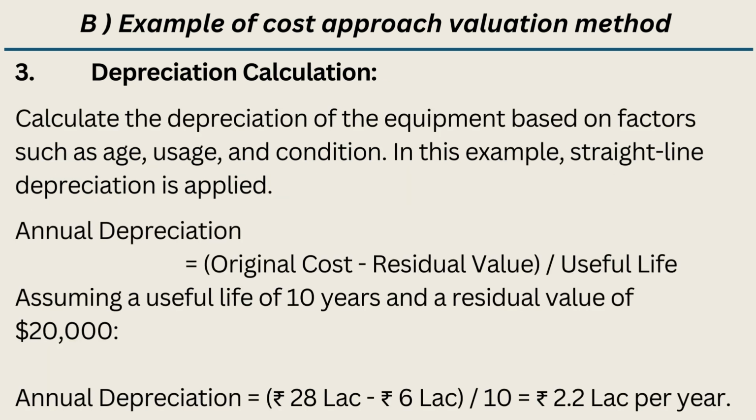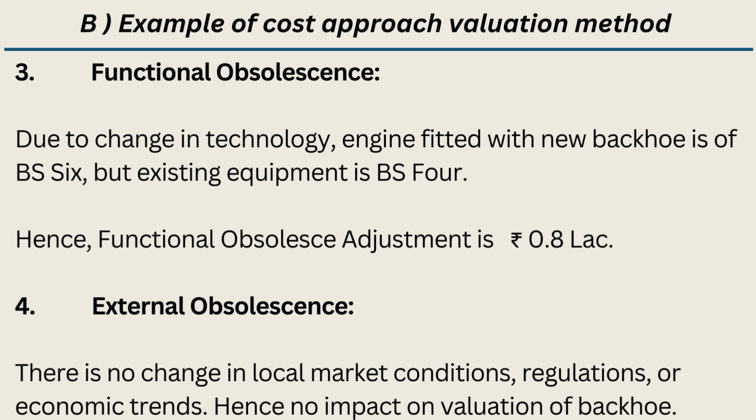3. Depreciation calculation. Calculate the depreciation of the equipment based on factors such as age, usage, and condition. In this example, straight-line depreciation is applied. Annual depreciation equals (original cost minus residual value) divided by useful life. Assuming a useful life of 10 years and a residual value of $20,000, annual depreciation equals (28 Indian rupees lakh minus 6 Indian rupees lakh) divided by 10, which equals 2.2 Indian rupees lakh per year.